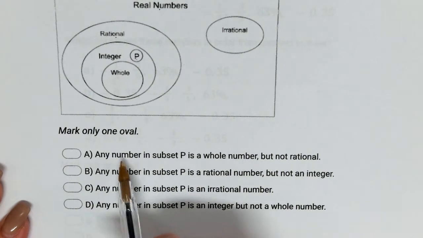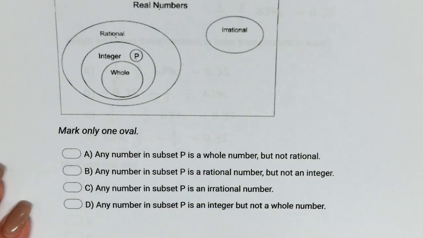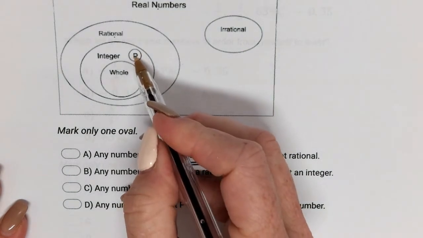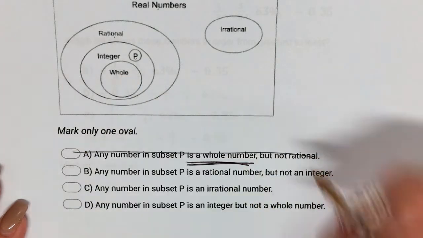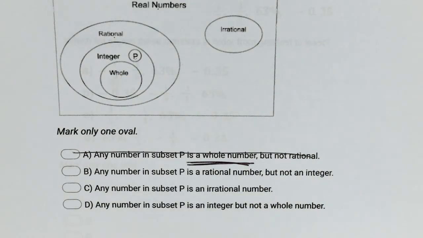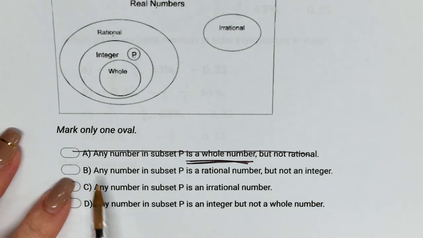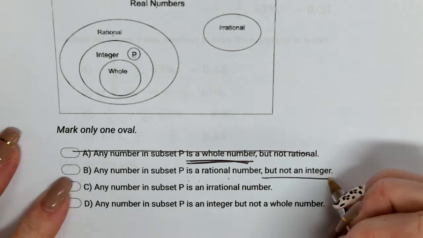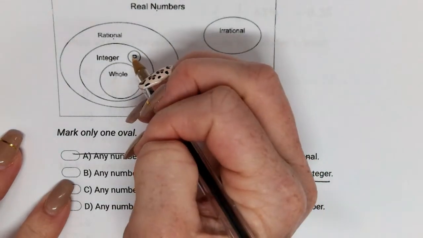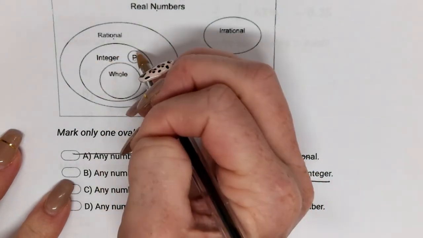So A says any number that's P is a whole number. So is this going to be a whole number? No, because it's not in that subcategory. So A is not the answer. So most of them did get the right answer. Okay. So B says any number in P is rational. That's true. But not an integer. But it is an integer because it's there. Are we good?